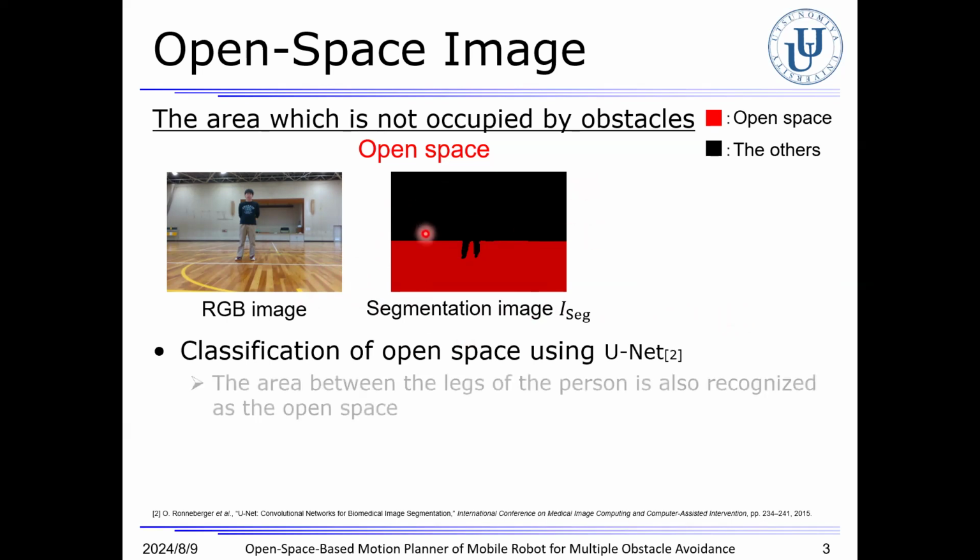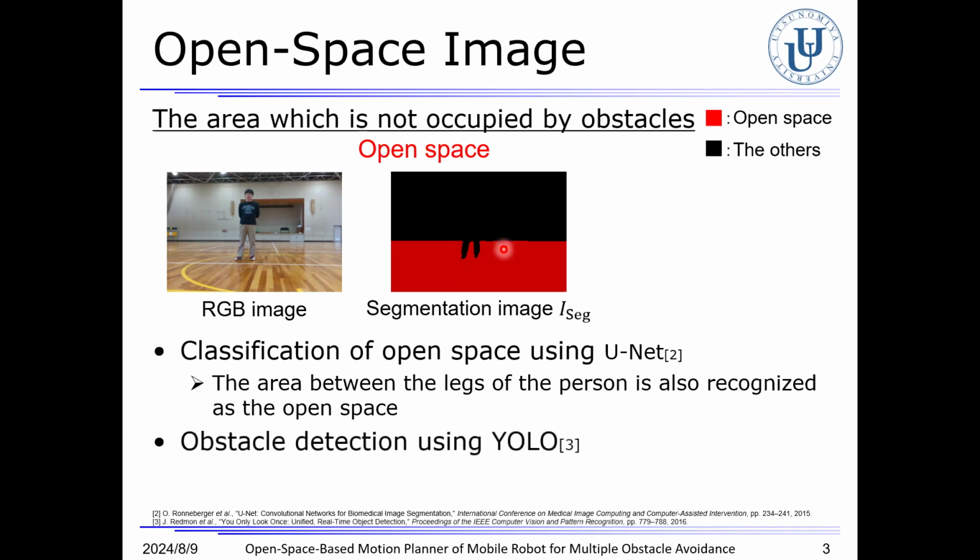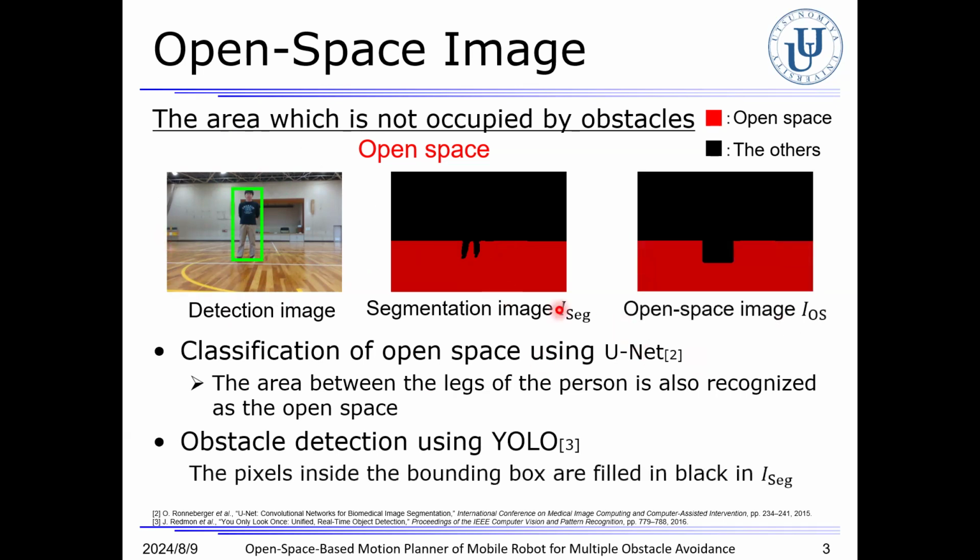However, the area between the legs of the person is also recognized as the open space. Since the robot might move toward the floor between the legs, we additionally detect the person as the obstacle from the RGB image. For the person detected as the obstacle, the bounding box is drawn in green as shown in this figure. In the segmentation image, the pixels inside the bounding box are filled in black. This generates an open space image.